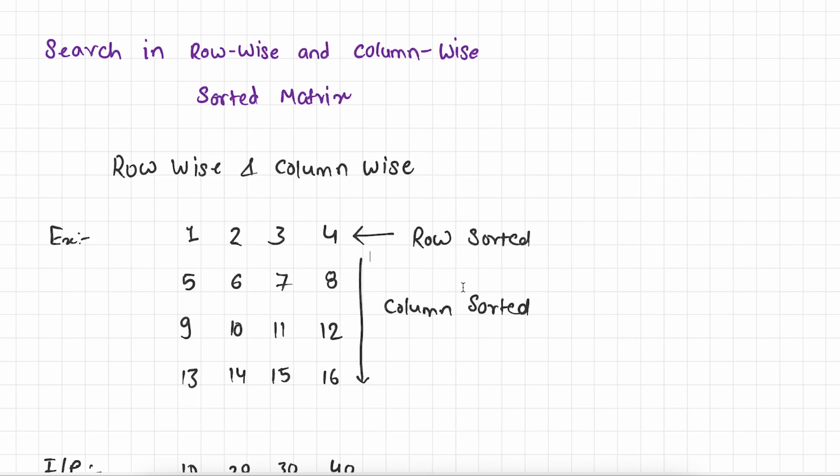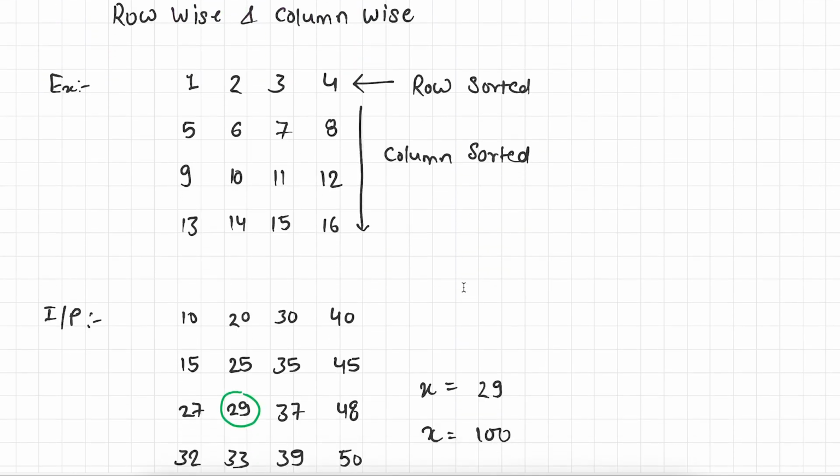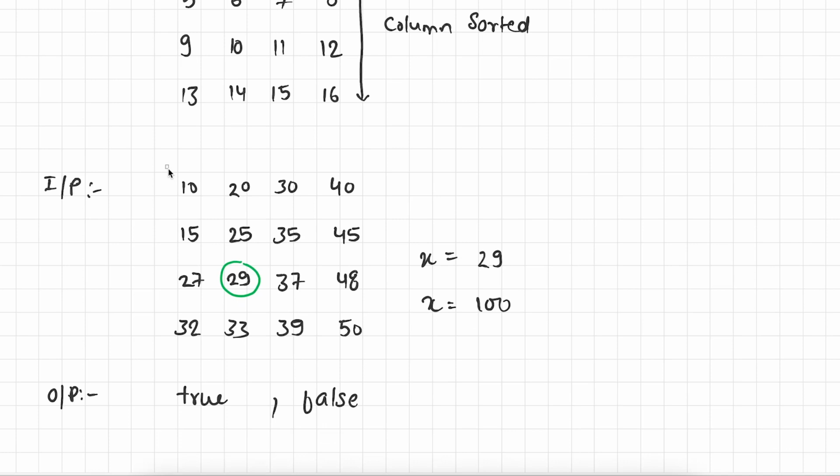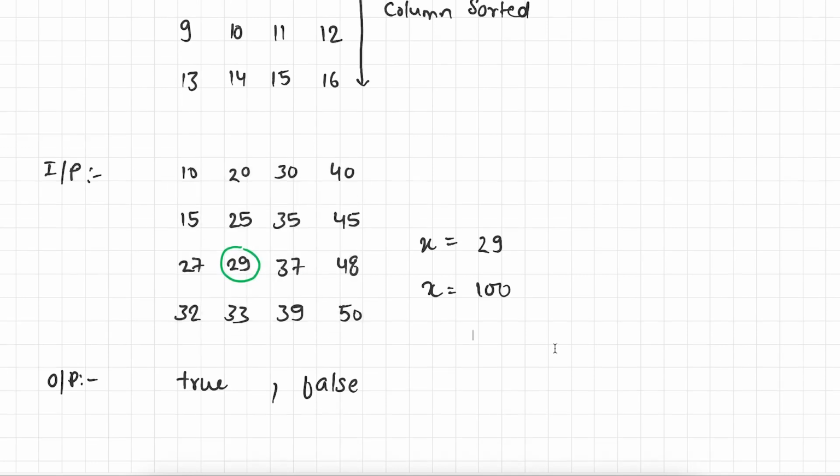Now let's understand this problem with one example. Here we are given a matrix 10, 20, 30, 40, 15, 25, 35, 45, and so on. The element to be searched is 29, and as you can see, this matrix has 29, so the output is true. In the next example, the element to be searched is 100, and there is no element like 100, so we return false. By now, I hope you understood this problem really well.